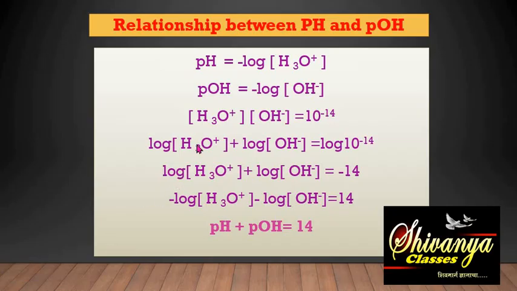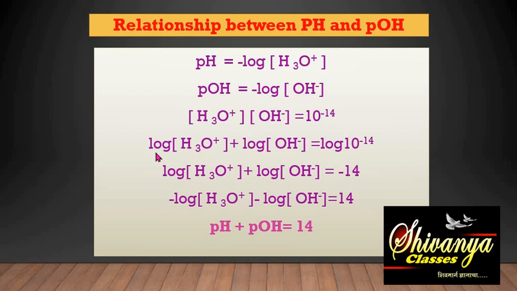What is the relationship between pH and pOH? Before that, first write the formula for pH: negative logarithm at the base 10 of hydronium ion concentration. Then the formula for pOH: negative logarithm at the base 10 of hydroxide ion concentration. From the previous slides, the ionic product of water is the product of molar concentration of hydronium ion and hydroxyl ion, which is 10 raised to minus 14.